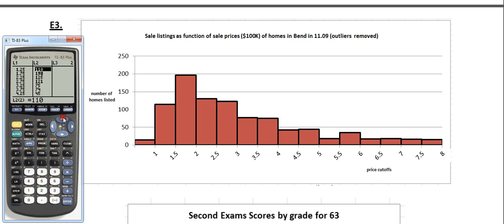Yours might not be exactly the same as mine, and that's totally fine, because without the raw data, it's just a matter of guesstimating.